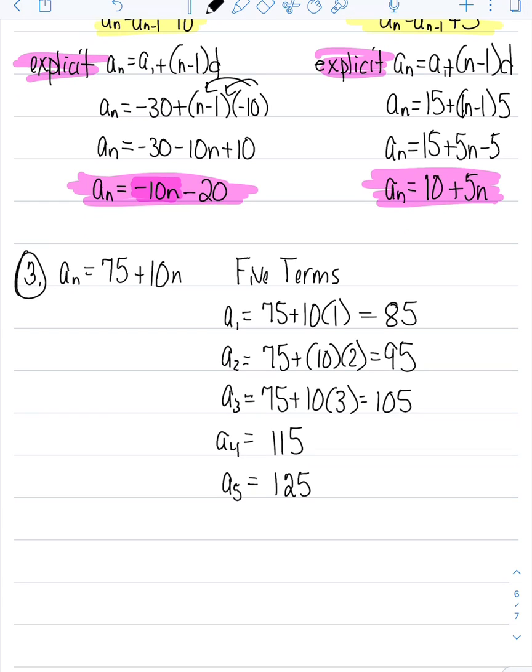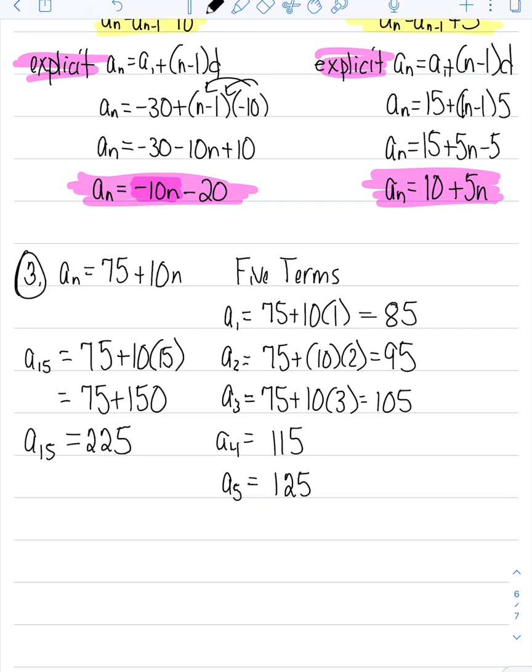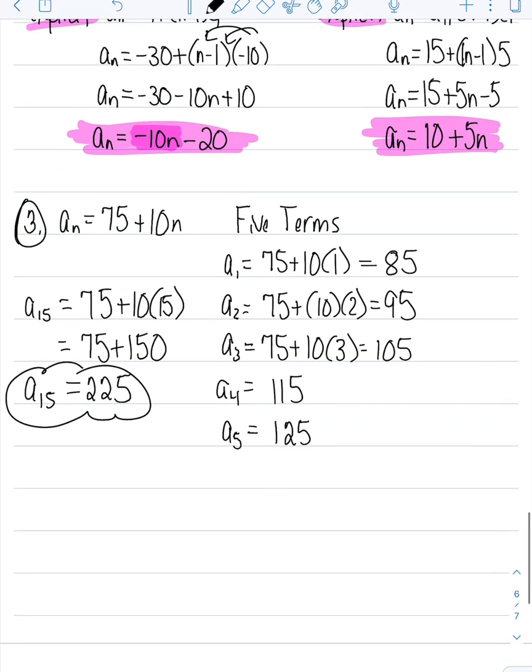But what if I don't ask you to find the first 5 terms? What if I ask you to find something like A15, which is the 15th term? So that becomes 75 plus 10 times 15. 10 times 15 is 150. And 75 plus 150 is 225. So the 15th term in this sequence is 225.